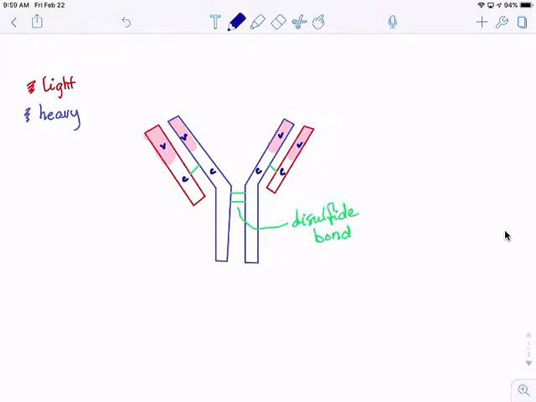So the constant region on the heavy ones goes all the way down? Goes all the way down to the bottom, yes. This was on one of the homework ones, right? It was.